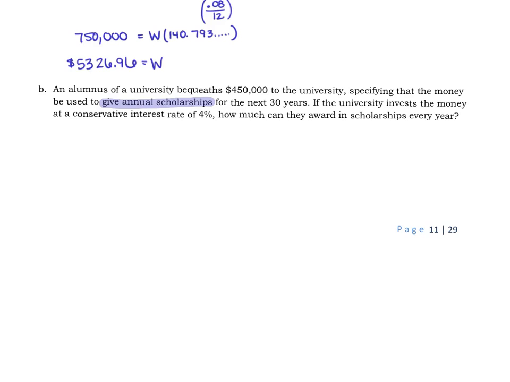If they're going to invest the money at 4%, how much could they give in scholarships, take out of the scholarship account every year? So we're going to start with that $450,000 in the account. That's your principal. The question is, how much can they take out on a regular, in this case, yearly basis? 4% interest, and we're only going to do that once a year. We're going to give out scholarships every year, so once a year for 30 years. They want this money to last 30 years.